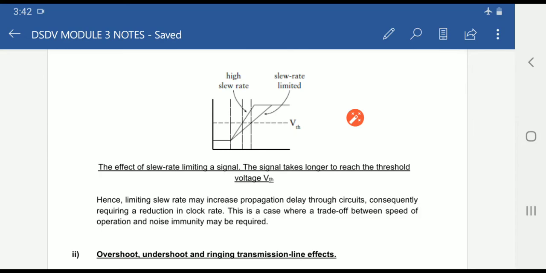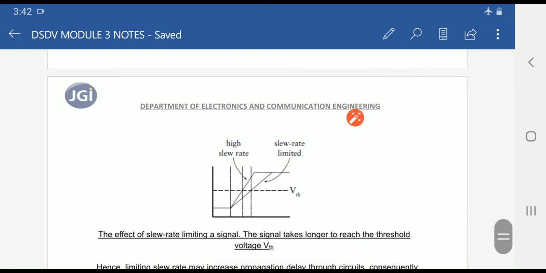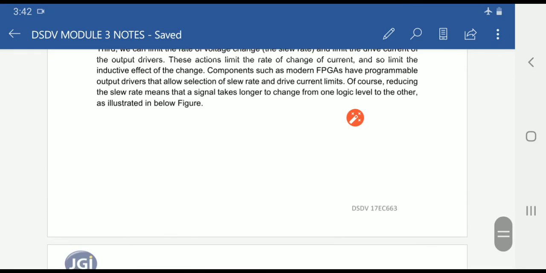And the second thing is, if I reduce the slew rate, it will affect the propagation delay, meaning there is an increase in the propagation delay, thereby again reducing the clock rate. So by this, we can reduce the inductance effect, thereby we can increase the signal integrity.